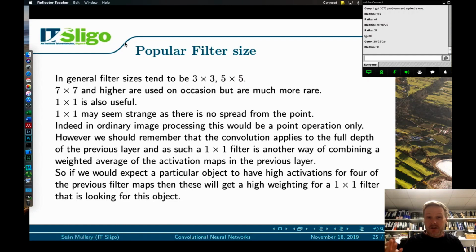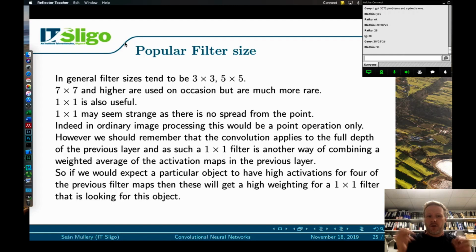So in general, filter sizes 3 by 3, 5 by 5, 7 by 7 and higher are used on occasion but are much more rare, and indeed I've seen 11 by 11 and things like that, but that's using a lot of parameters. 1 by 1 is also useful, and that can seem strange at first that the 1 by 1 might be useful because it's not a point spread function at all.